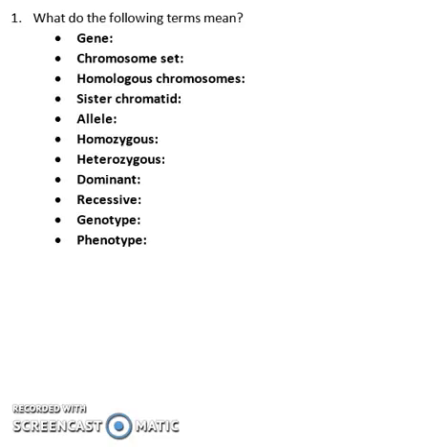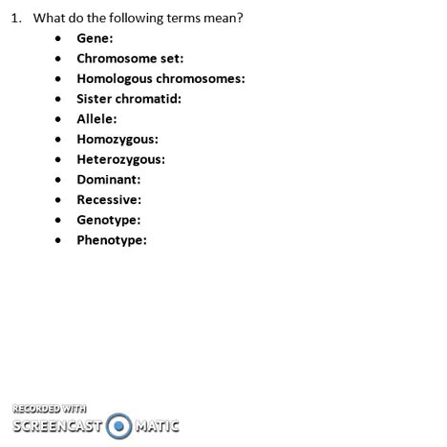Sister chromatid, it's a pair of replicated chromosomes that are attached at the centromere. Their sister chromatids are genetically identical. An allele is an alternative form of a specific gene. Homozygous and heterozygous.